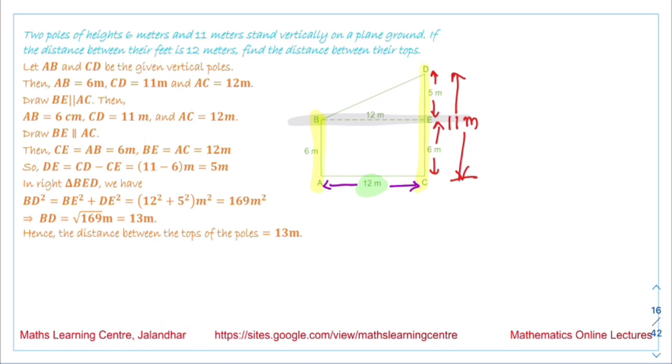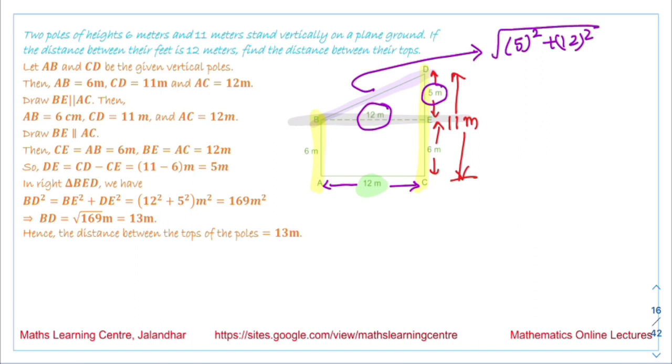So looking at the figure over here, this is 12 meter, this is 5 meter. So the distance between their tops means we have to calculate the value of this BD. So the length of this BD will be equal to the square root of 5 square plus 12 square.